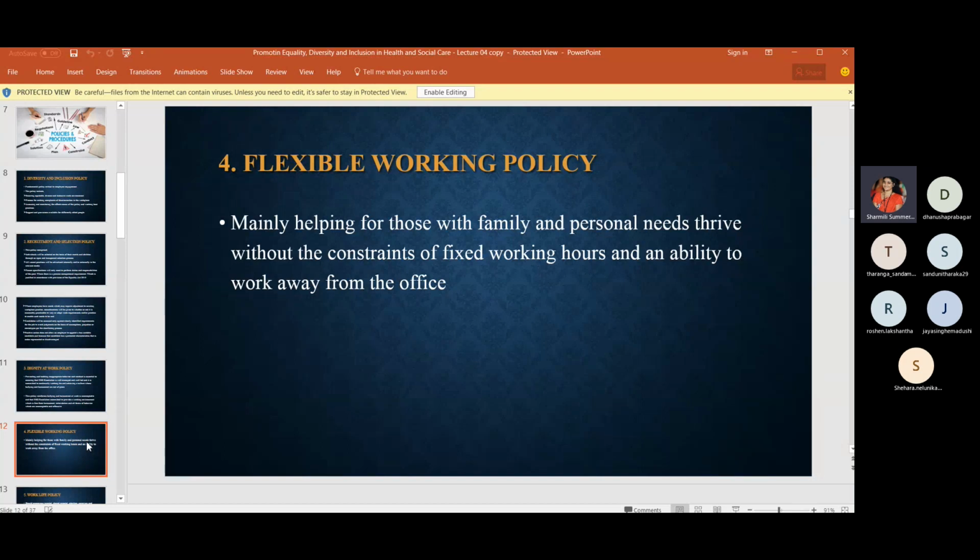So it is important. Through this flexible working policy, you can claim if you are having any disadvantageous working environment, or if your working environment is not flexible.